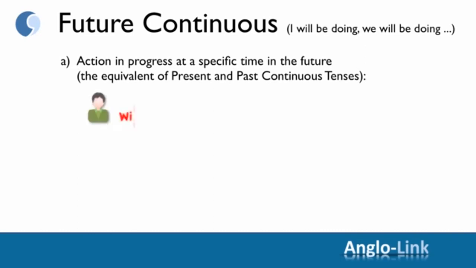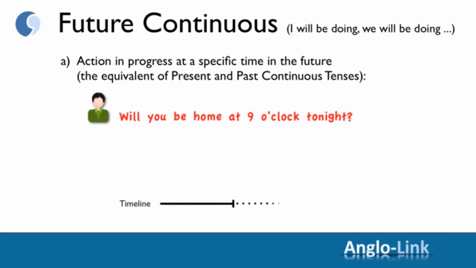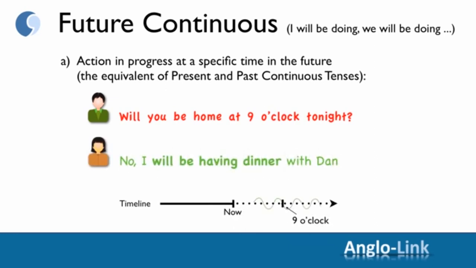For example, will you be home at 9 o'clock tonight? Let's look at the timeline. No, I will be having dinner with Dan at that time.